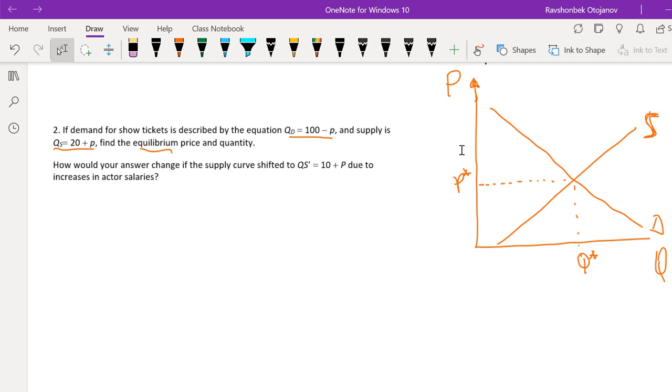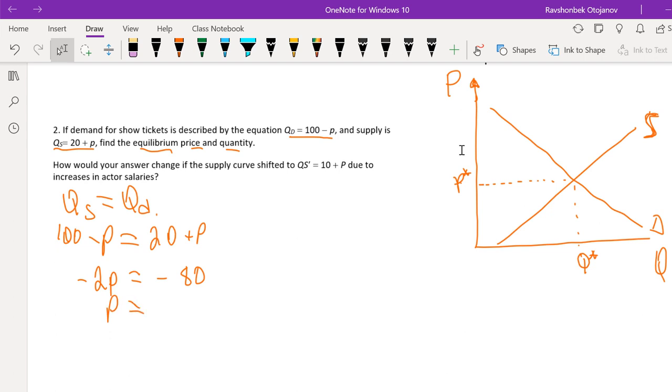Find the equilibrium price, it says. So we need to find what P star and Q star are. We will equate quantity supplied to quantity demanded. That is 100 minus P equaling 20 plus P. If you move the unknowns to the left side and constants to the right side, we now have 2P equals 80. P then equals 40. That is the price right there, it's 40.